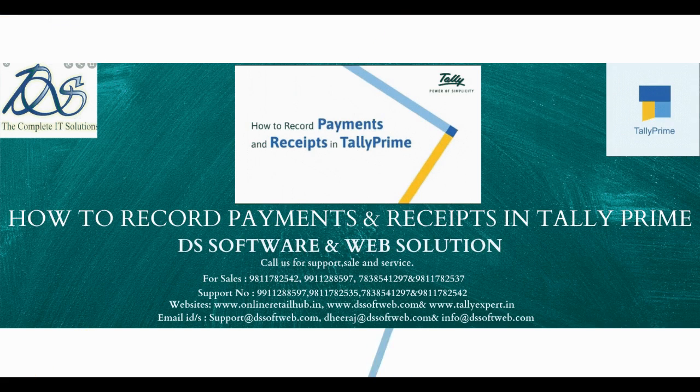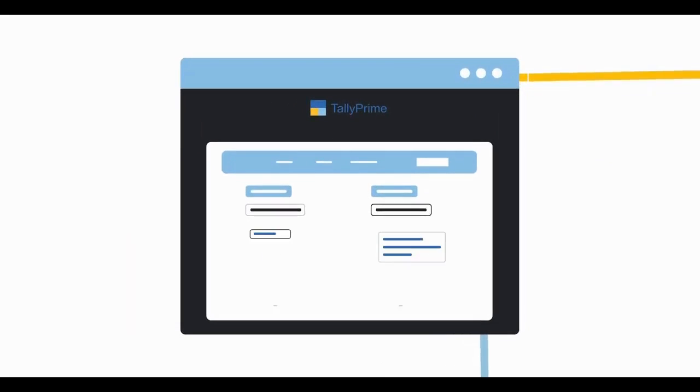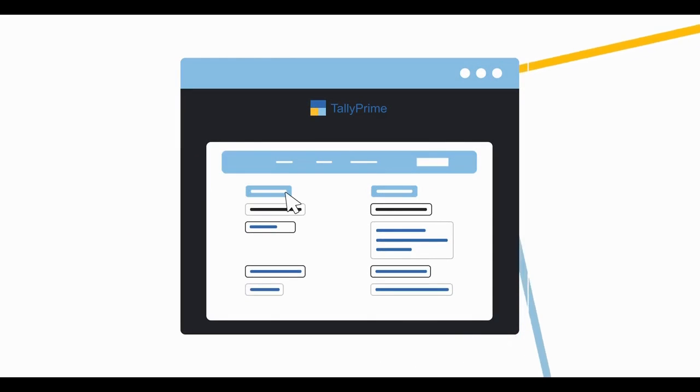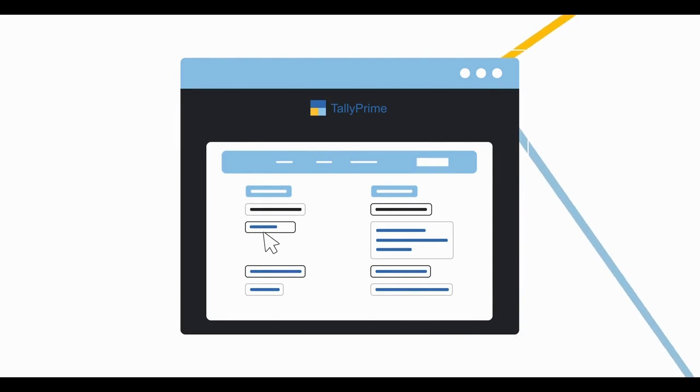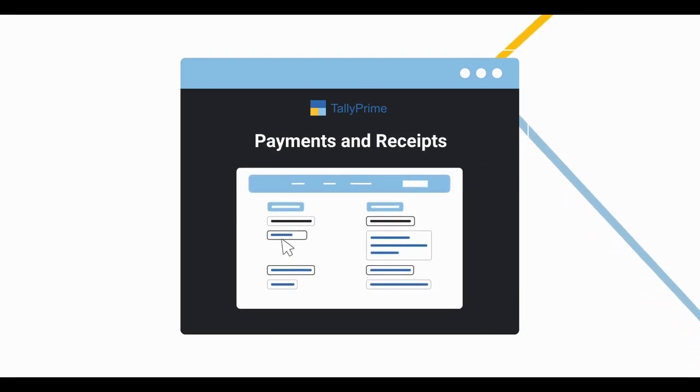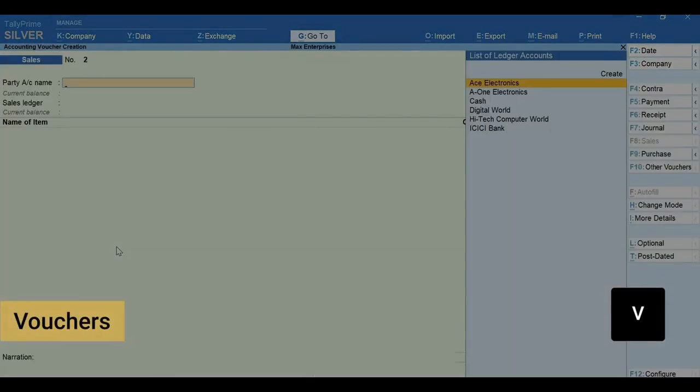In this session, you will learn how to record payments and receipts in TallyPrime. This is similar to how we recorded purchases and sales in our previous session. The only difference is that the fields required to be filled will be related to payments and receipts. Let's start. Press V for vouchers.